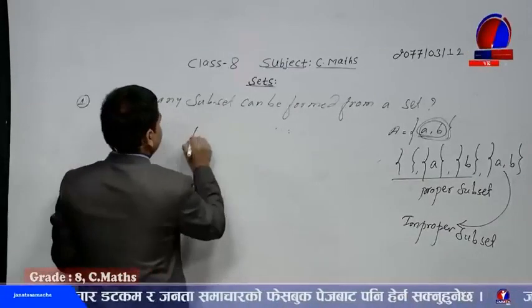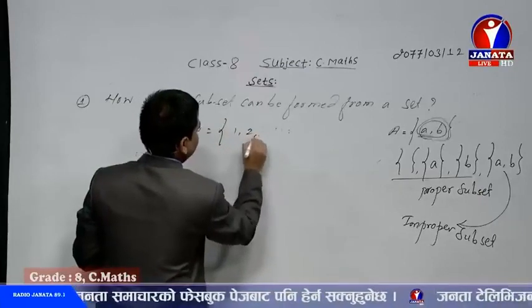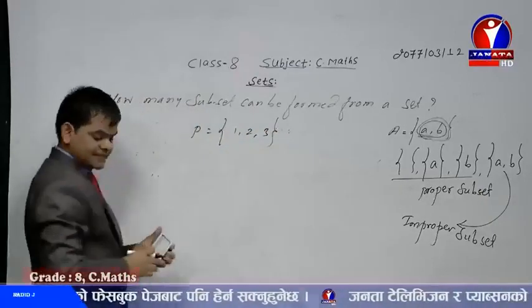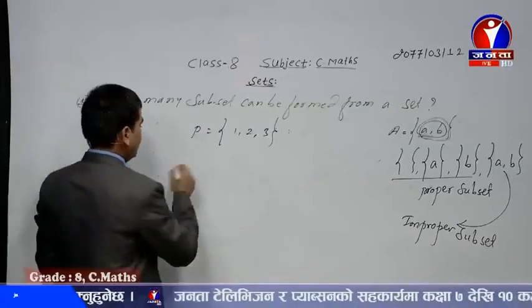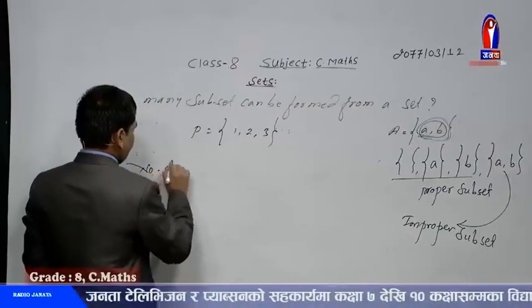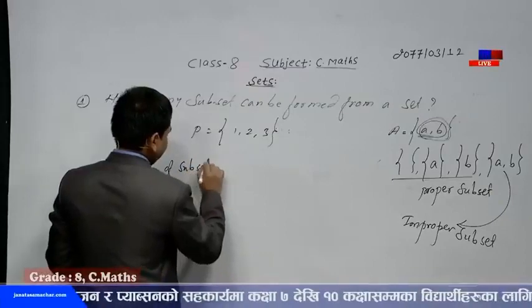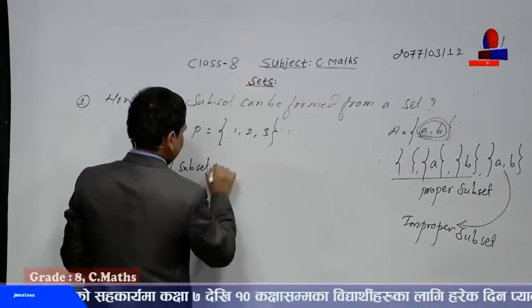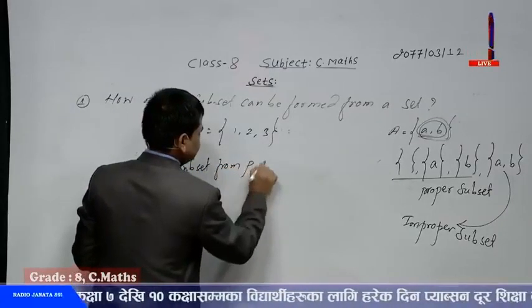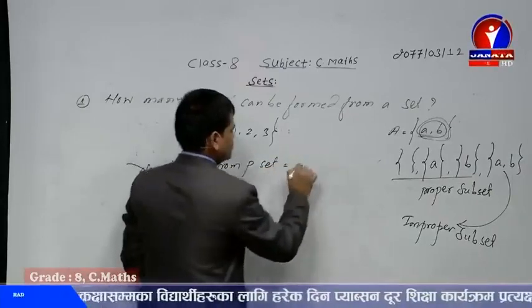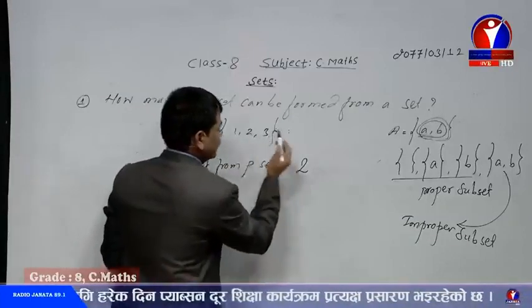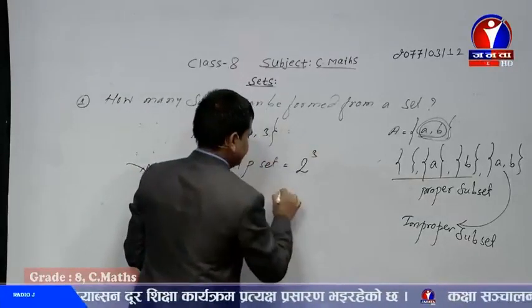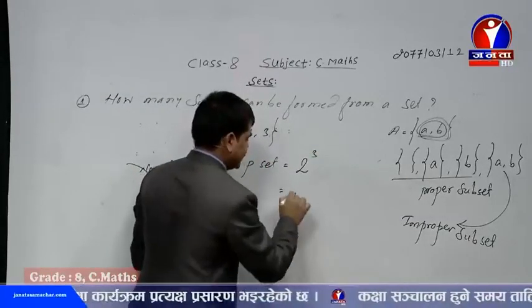For example, if P has the elements 1, 2, 3, then how many subsets can be prepared from here? If the question is presented in that way, then the number of subsets from the P set equals 2 to the power n. What is the value of n, dear students? 1, 2, 3. That's why here it will be 3. So 2 to the power 3 means 2 cube means 8.